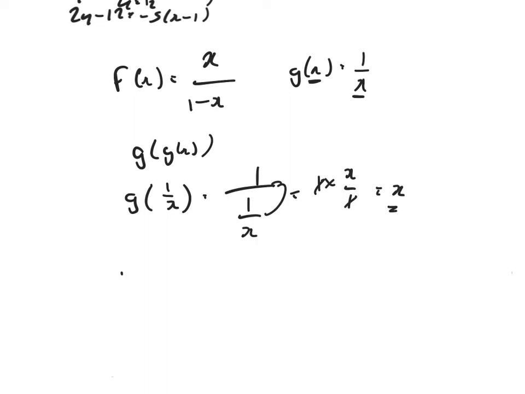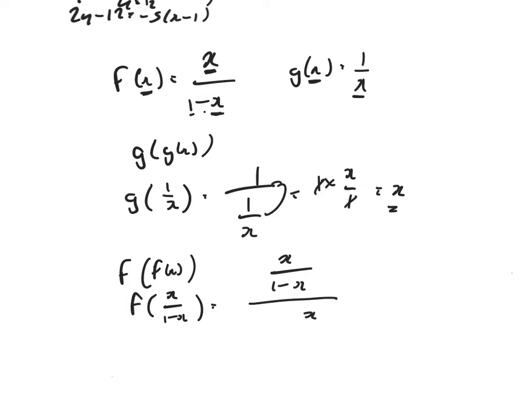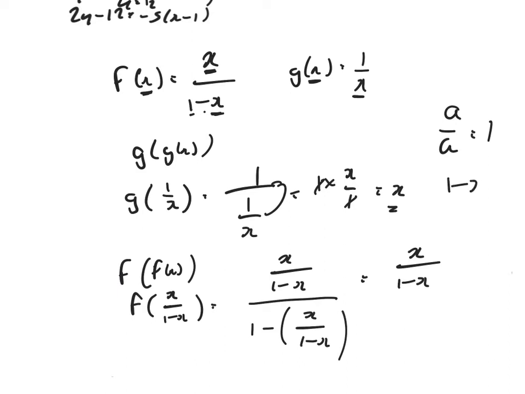Next question is looking for f of f of x. So that's f of x over 1 minus x. The f function is whatever's in the brackets goes on the numerator and on the denominator with a 1 minus beside it. Remember to get that into brackets there. So that's going to be x over 1 minus x. Remember that anything divided by itself is equal to 1. So I could then write 1 as 1 minus x over 1 minus x, which then gives me a common denominator.